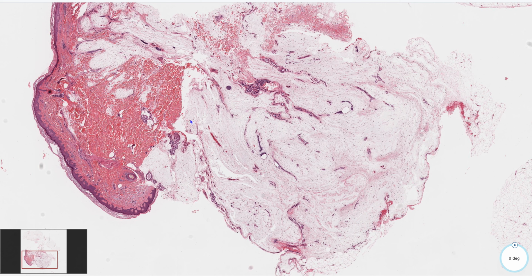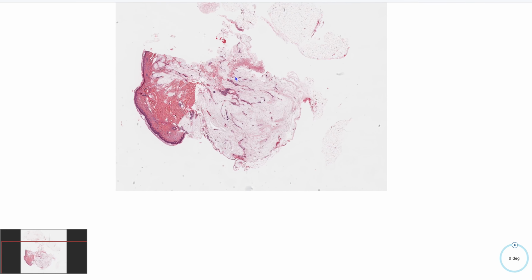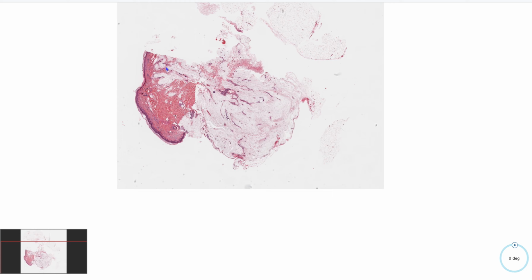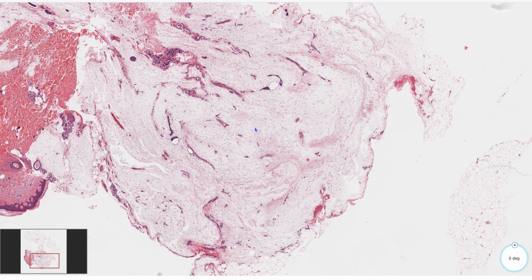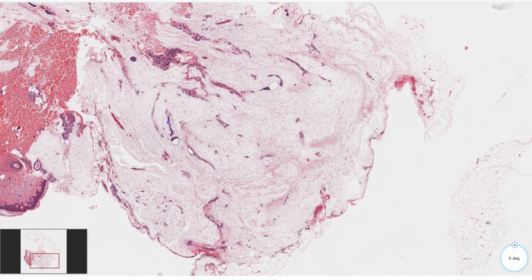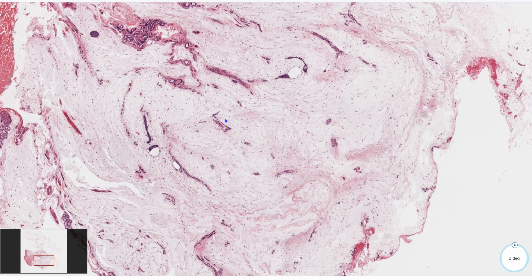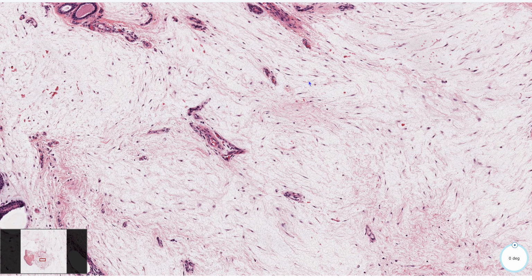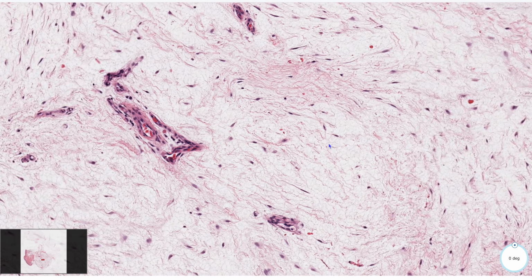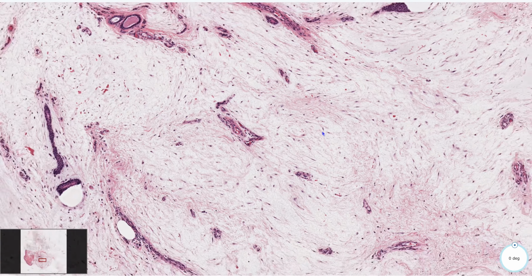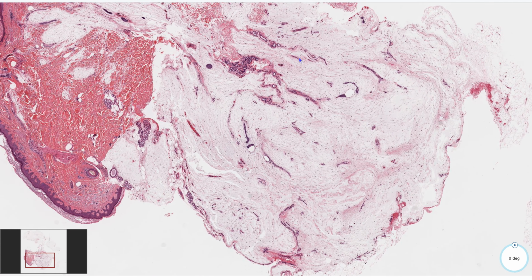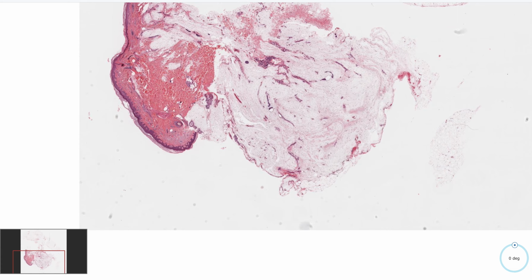Here we have a cutaneous myxoma. As you can see by the skin, on low power it's kind of multinodular. As we zoom in closer, we can see a myxoid stroma with some branching vessels, and as we zoom in closer, kind of spindled cells with minimal atypia. So cutaneous myxoma, and we see multiple of these.